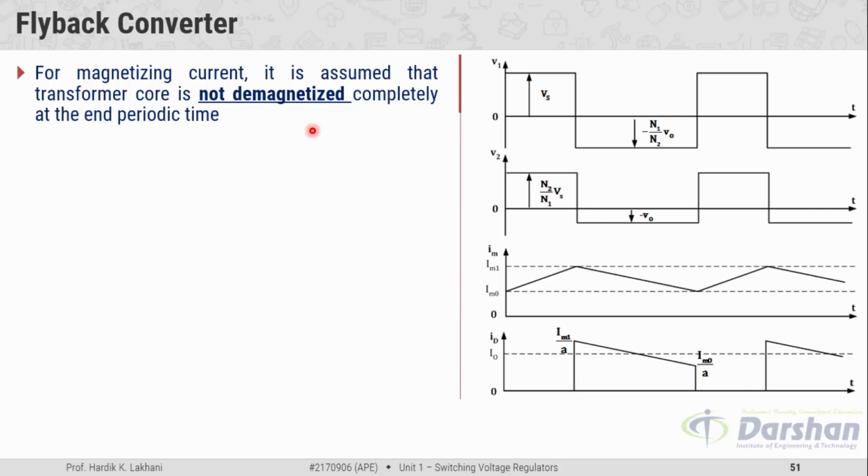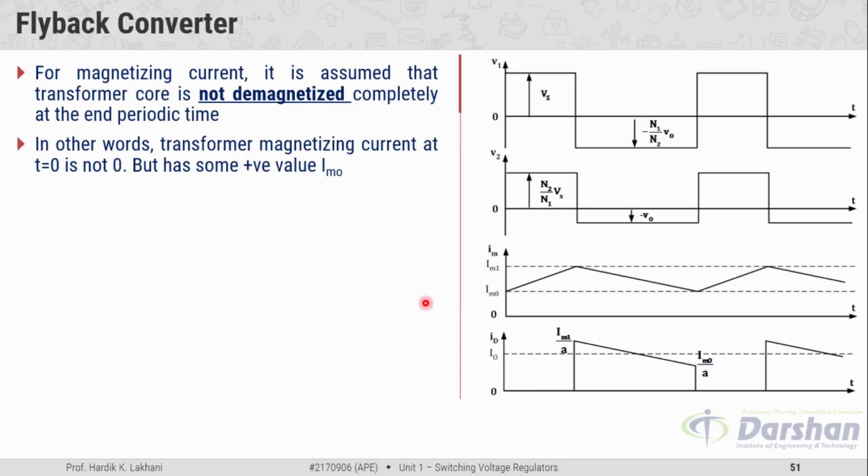Here the transformer core serves as an inductor for the converter. So the magnetizing current during the on time gradually increases from the minimum value towards the maximum value. The minimum value is Im0 and the maximum value is Im1. During the first interval, because the diode is in the reverse bias condition, ID is equal to 0.